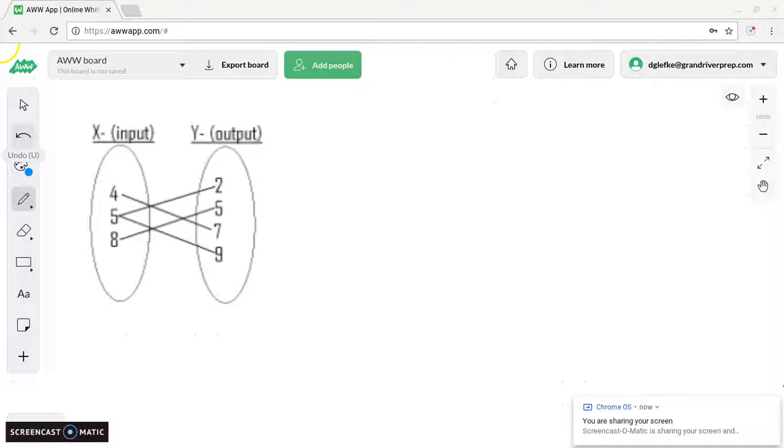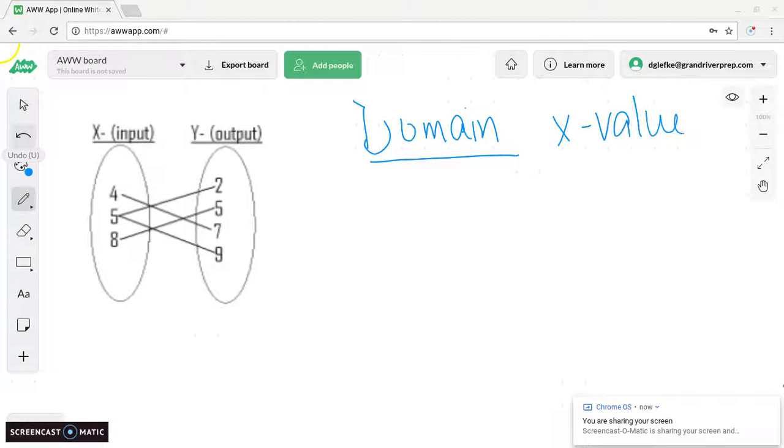All right, so for domain and range, we want to list all of our domain values and all of our range values. When we're talking about domain, we are talking about all of our X values. Whenever we are given a mapping, which is what this is, or a table or a list of points, we want to list out all of those numbers. And so we're going to do that here.